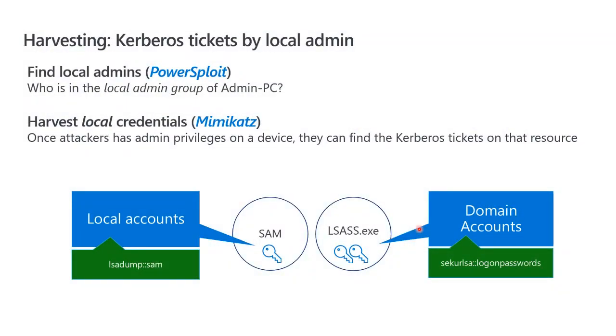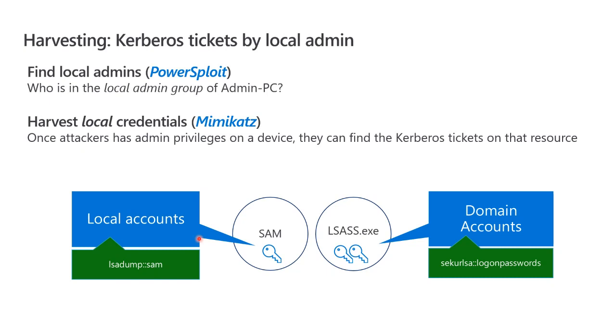So thanks, Andrew, again. And before we move to the next attacks, we need to get to know the term harvesting. In order to get the Kerberos tickets of another user, the attackers need to steal the tickets from another machine. But how? First, the attackers need to find a local admin on the target machine. This can be done by enumerating local accounts using PowerSploit. PowerSploit is an open source tool that anyone can find. What it does is look for the SAM account, which stores the local accounts on a machine, and enumerate what users have local admin rights.